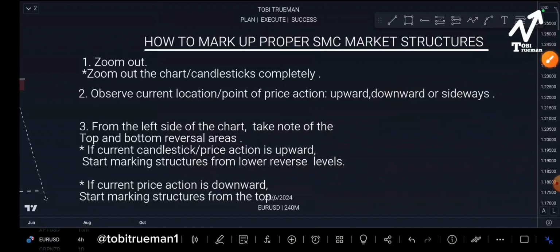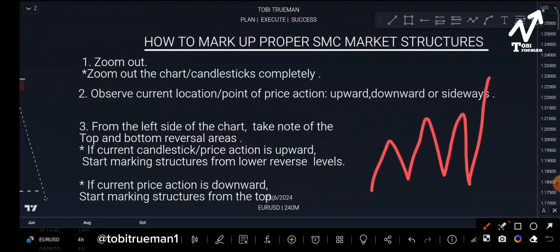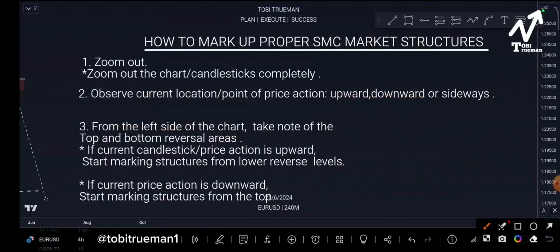Okay, when you have done that, number 3, from the left side of the chart, take note of the top and bottom reversal areas. In our trading, we always react to what has happened from the left. Reacting to what is going to happen from the right is not logical. Why? Because price has not gotten there yet; we are just following what price has done before. We want to use what price has done before to try to anticipate what price will do in the future. So everything we do is looking from the left-hand side, then trying to see what we can get when price gets to the right-hand side. I hope that is very okay.